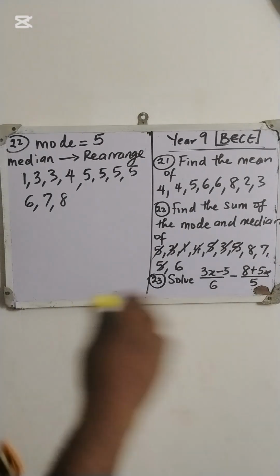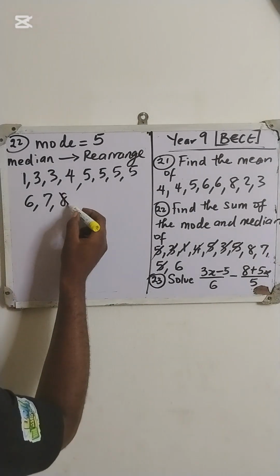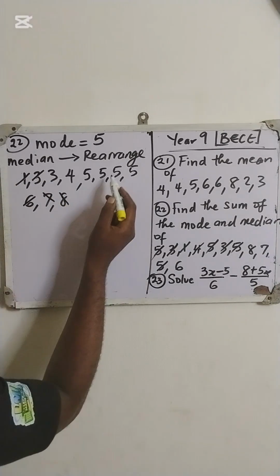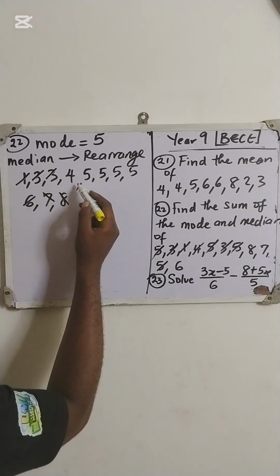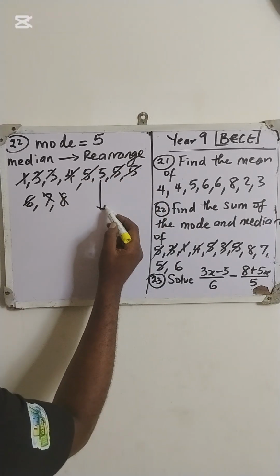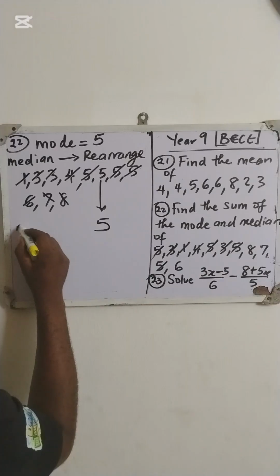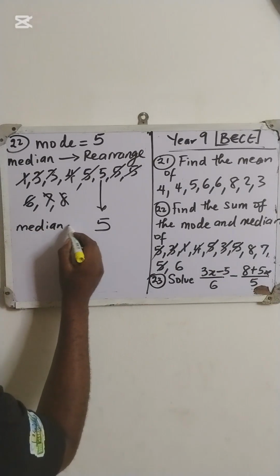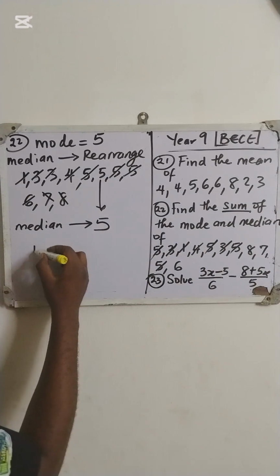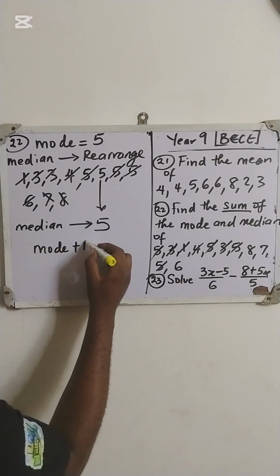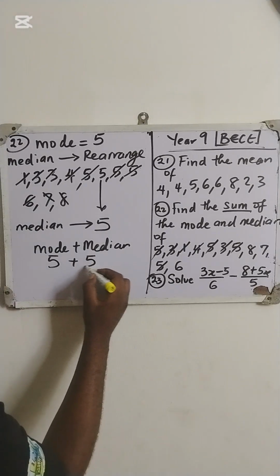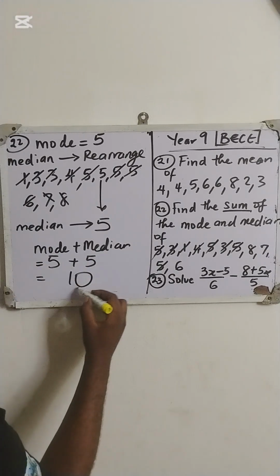Now, this is what I advise you to do. Always count at each edge. So when we cross one edge out, cross the other edge out, cross this out, next number. Cross this, cross this, cross this. So we're left with this in the middle. So our median is what? 5. What did the question say? Find the sum. So we just do mode plus median, which is 5 plus 5, and that gives us 10.